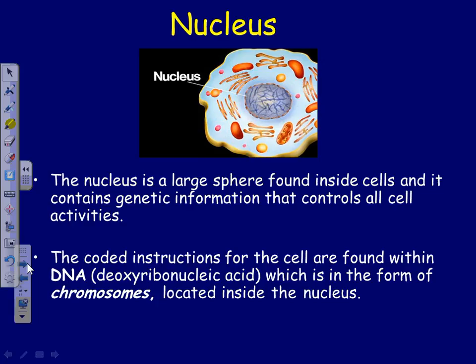After genetic information, put DNA. Right there, DNA. And chromosomes. There it is, chromosomes. So it's a large sphere, contains the genetic information, it's the DNA and the chromosomes. And that's plenty of information for us.